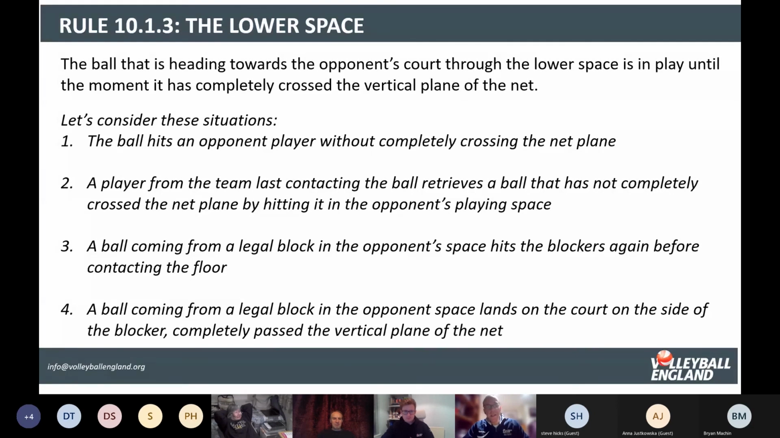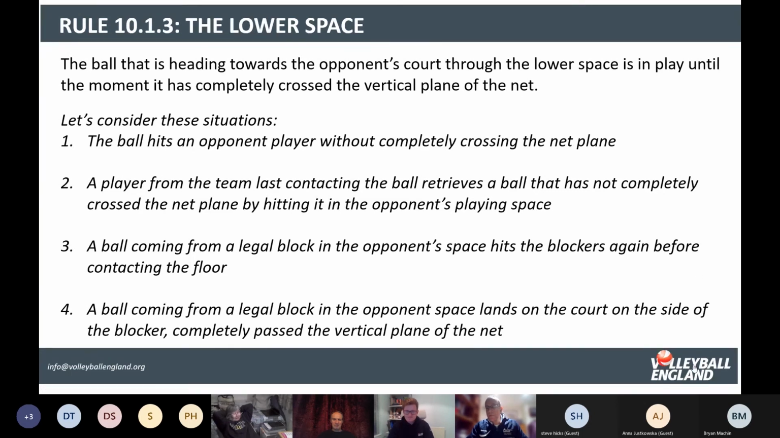So in this situation, the ball hits an opponent player without completely crossing the net plane. So this is a player on the other side of the net. The ball has gone towards the lower space and it hits them, but doesn't actually cross the net plane. Anybody got any thoughts on that one? Tim, you're more than welcome to unmute yourself and answer.